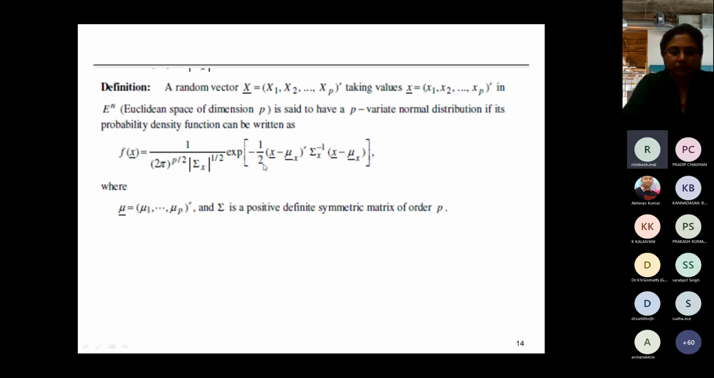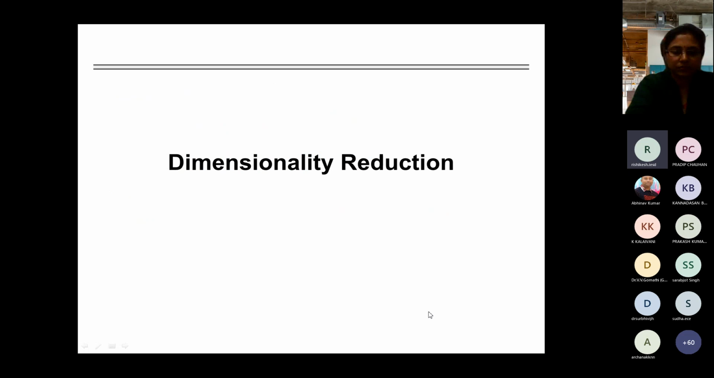This mu is the mean vector of the multivariate normal distribution, where mu has the components mu1, mu2, and so on, mu p, and sigma is a positive definite symmetric matrix of order p. It is known as the variance covariance matrix of the multivariate normal distribution.